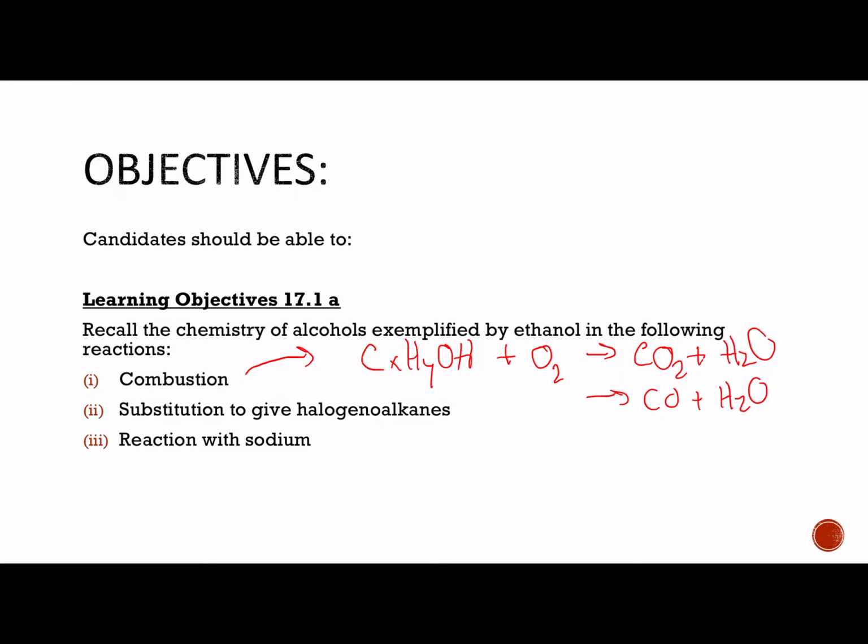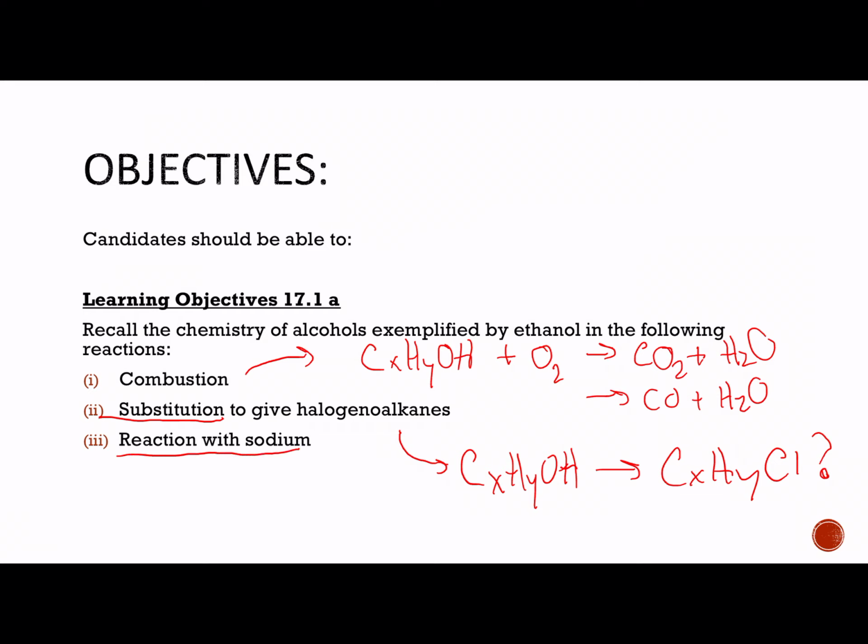And so the other type is substitution to give halogen alkanes, which should seem confusing because we literally just did substitution to give alcohol. So this time we would start with an alcohol and we would end with a halogen alkane. So how can we get the reaction to go backwards is basically what we'll be addressing today. And then finally, we're going to go over the reaction of alcohols with pure sodium metal in its standard state. So let's go ahead and get to it.